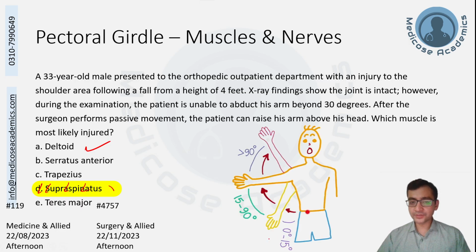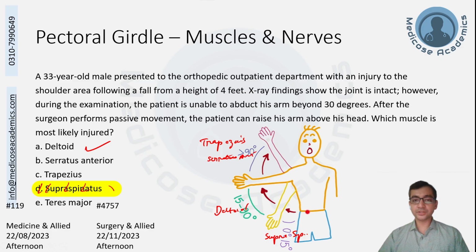Here, it's the first 15 degrees, and in some books it's first 30 degrees. That is supraspinatus muscle. Next is deltoid muscle. Next are the two muscles, trapezius and serratus anterior. So you must know the name of the muscle for each segment and the nerves for each.